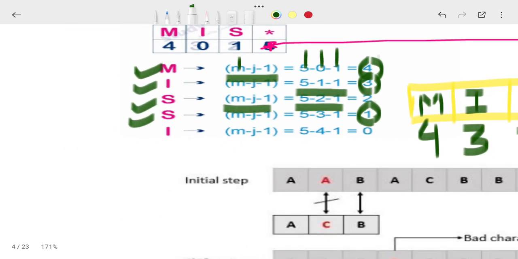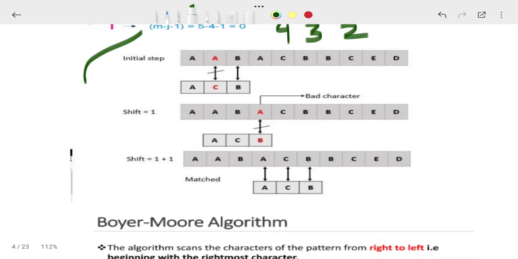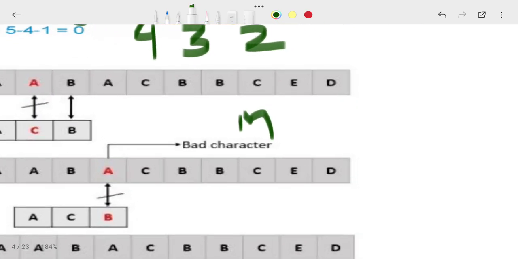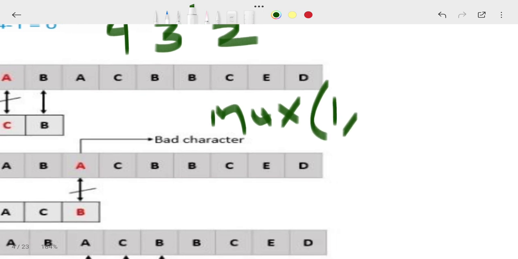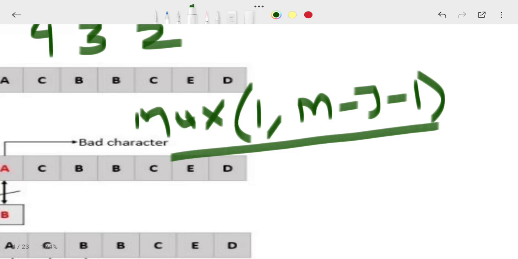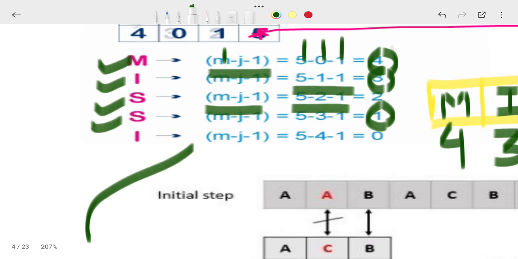Actually, here the formula is not correct. The correct formula is max of 1 comma m minus j minus 1. You have to use this formula. I have not written this formula here. Now see here, for s, m minus j minus 1 is equal to 1. Max of 1 comma 1 is 1.